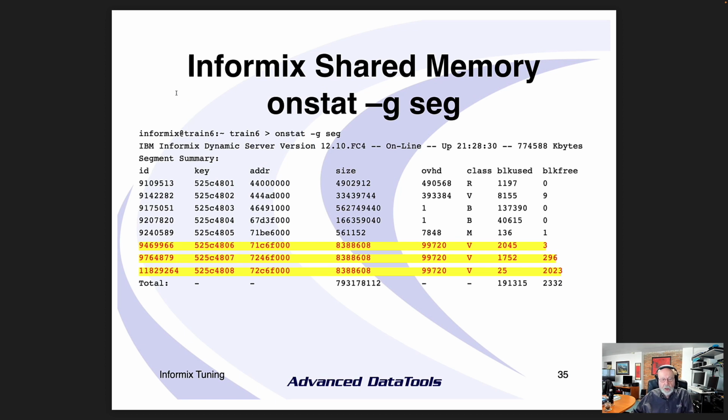Here's an example of the problem. If you do an onstat -g seg and you see more than one virtual segment, here I've got 3 extra virtual segments. That means my initial virtual segment is too small, and I need to make this bigger. And what I would do in this example is take the 24 megs that this server wants and add it to this initial shared memory virtual size, which is in the onconfig. These are all in your onconfig.